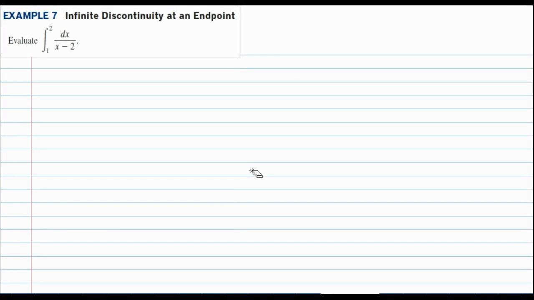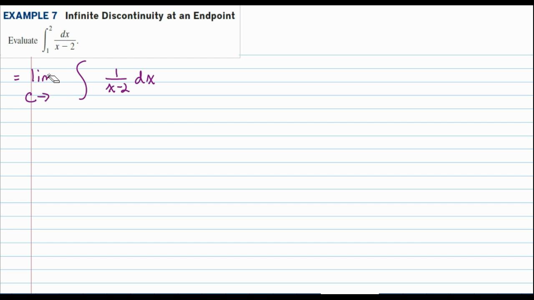This is a screencast for section 8.4, example 7, infinite discontinuity at an endpoint. Okay, so we have a function here, the antiderivative from 1 to 2 of dx over x minus 2. So you can see there's going to be a vertical asymptote, an infinite discontinuity, at x equals 2.